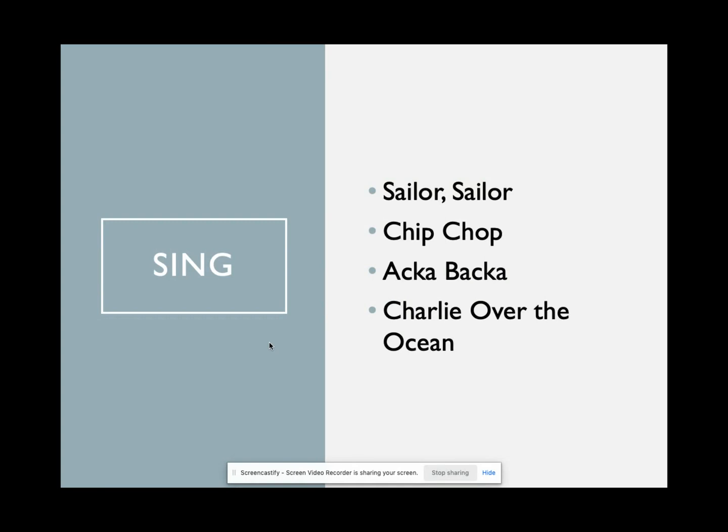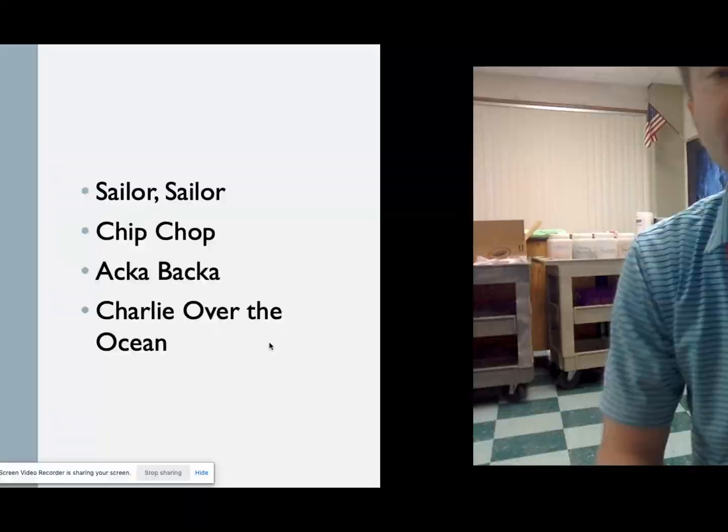Our next one goes, Acca-bacca soda cracker, acca-bacca boo. Acca-bacca soda cracker, out goes you. And last one, Charlie over the ocean, Charlie over the sea. Charlie caught a catfish, can't catch me.